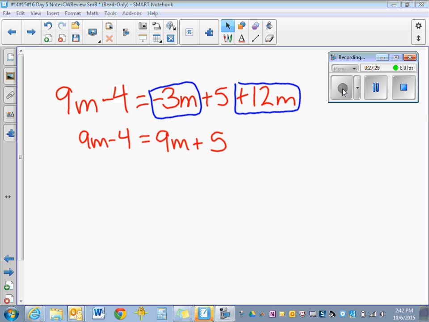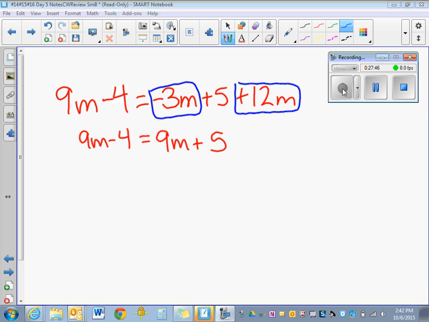So now we want to get letters on one side, numbers on the other. What do you guys want to move first? Whichever one we can move. I don't care which one we move. We'll just pick one. 4.